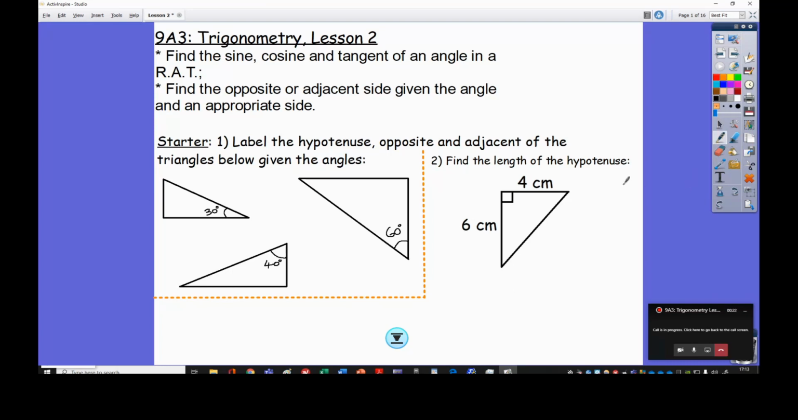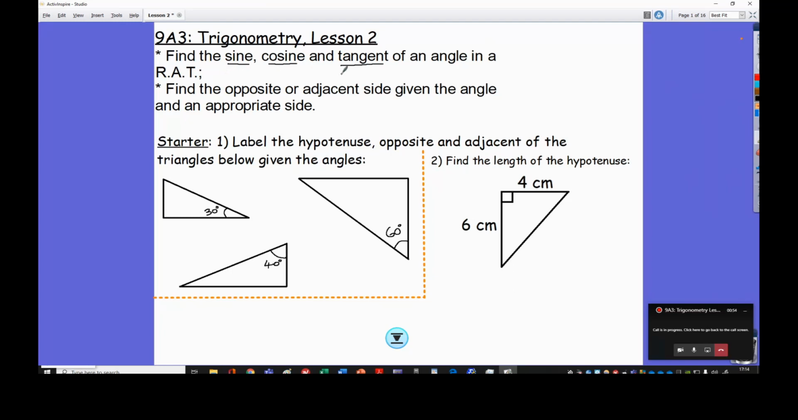Hello again, everyone. So in this lesson, I want to extend what we've learned about trigonometry so far. This is where it really starts to get interesting and where we can start to solve real-life problems using trigonometry. So our learning objectives for today are going to be to find the sine, cosine, and tangent of an angle in a right angle triangle. Now that sounds really complicated, but it's actually very straightforward.